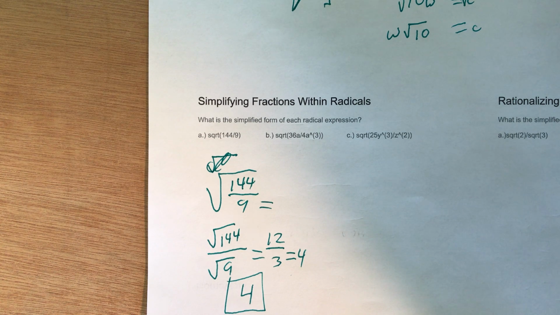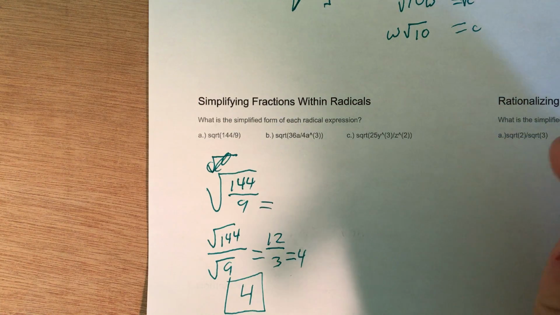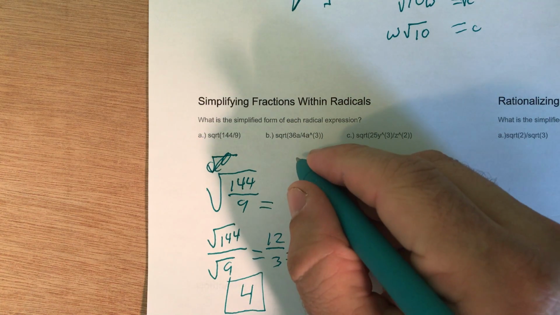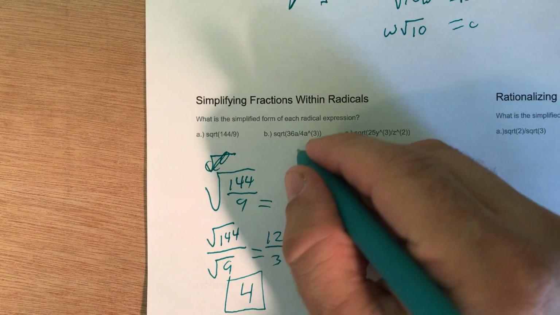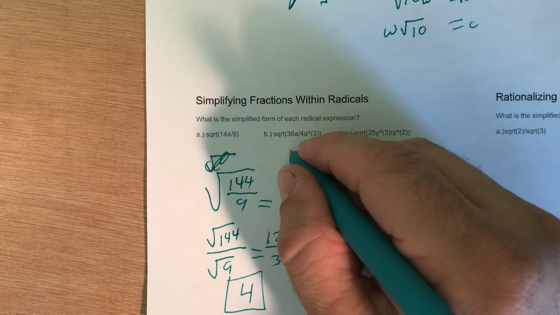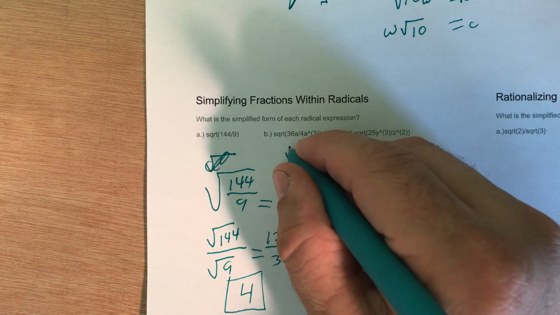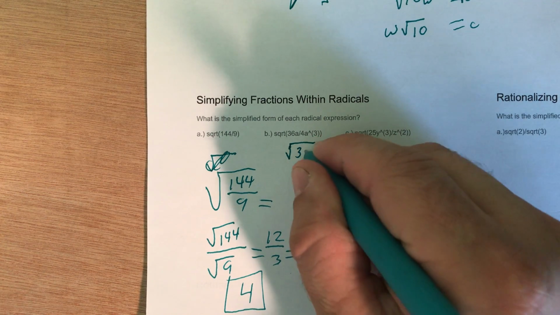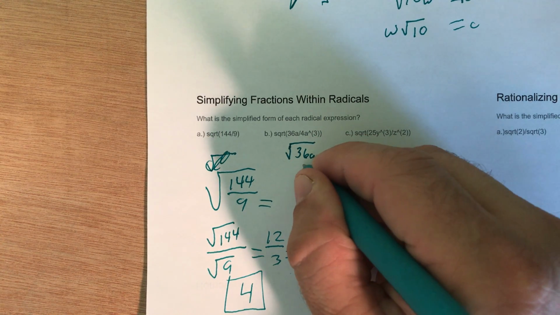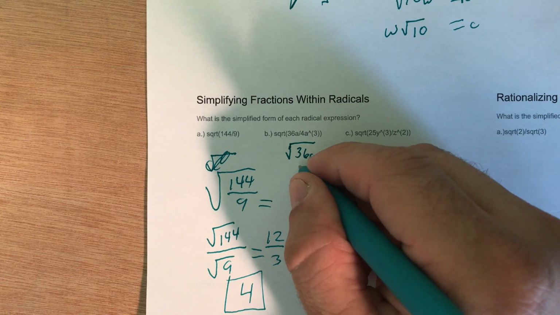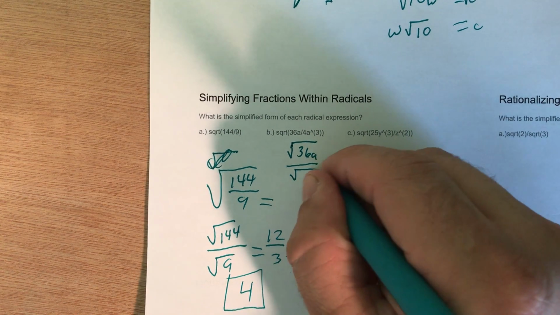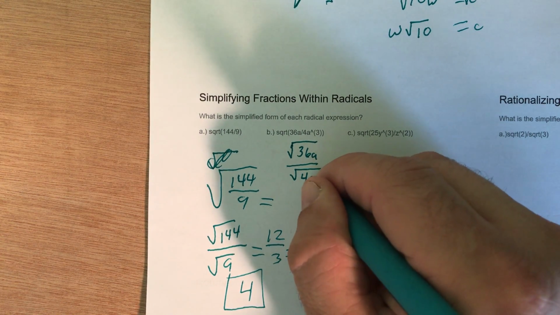Now, the other thing we can do is this part B. So where we get the square root of 36a over, and I'm just going to break it into square root over square root a to the third.